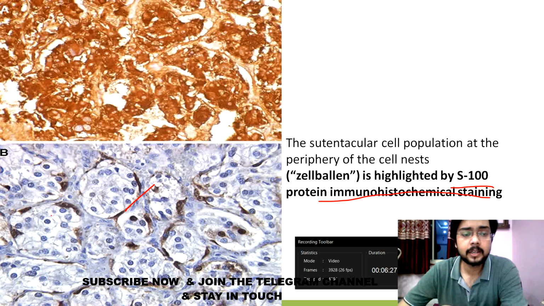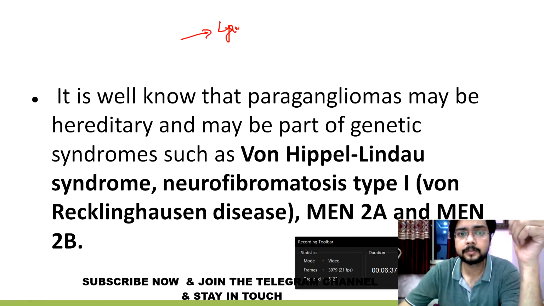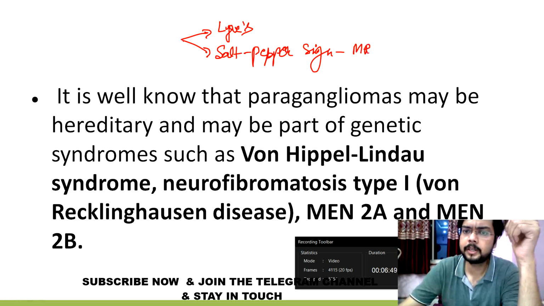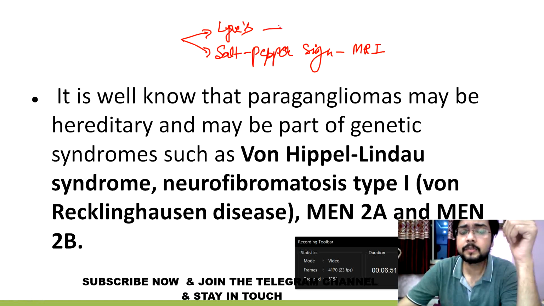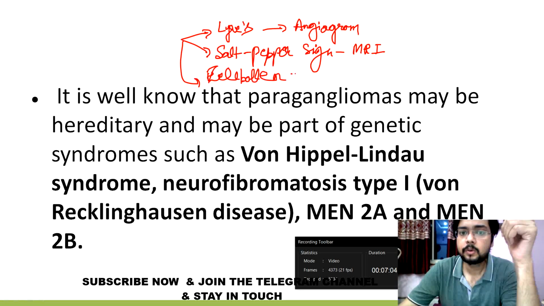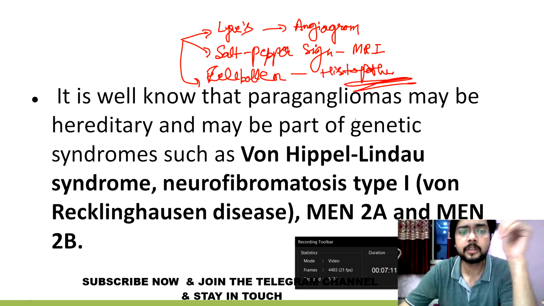So I think you have got it. What all did you get? Lyre's sign. What else did you get? Salt and pepper sign on MRI. So this was on MRI T2 weighted image. Lyre's sign was in the angiogram. And on histopathology, what did you get? Zellballen pattern. So don't ever mistake this. I believe that you won't ever mistake this now.